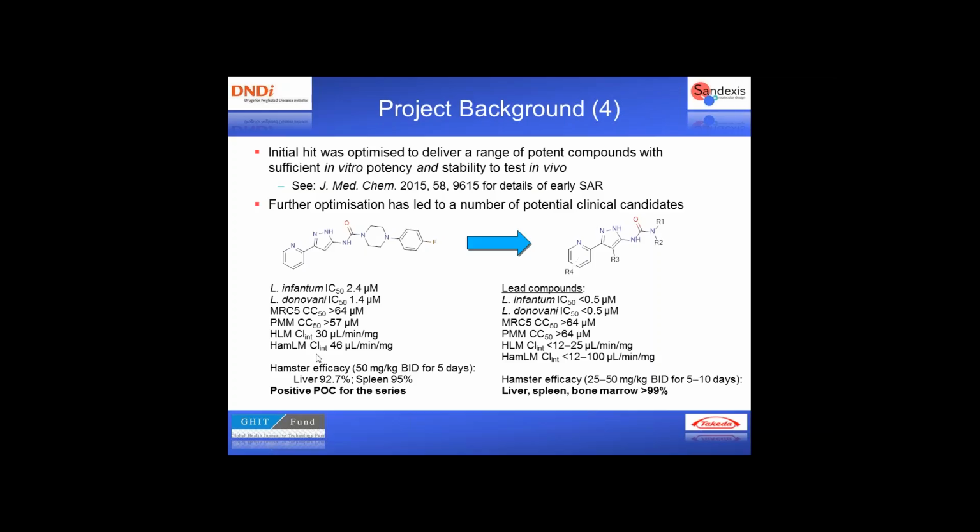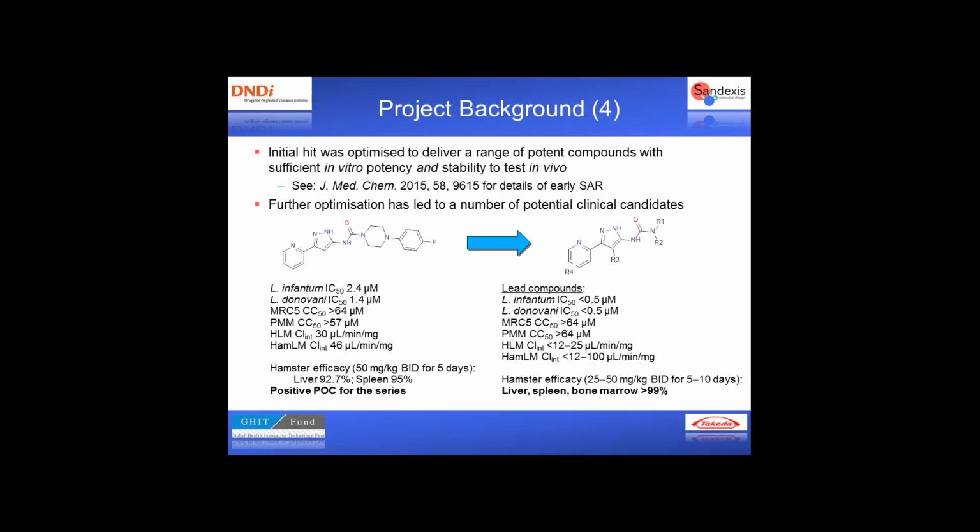And when we took that compound into a hamster efficacy study at 50 mg per kg, BID, so that's twice a day for 5 days, we saw really very high levels of reduction in parasite load. Just to put some of these numbers into context, we would say anything above 95% is very, very good. We use miltefosine as the standard in that model, and that typically comes out around the 95% range. So we were really delighted to see that data, and we felt that was a positive in vivo proof of concept for that series.